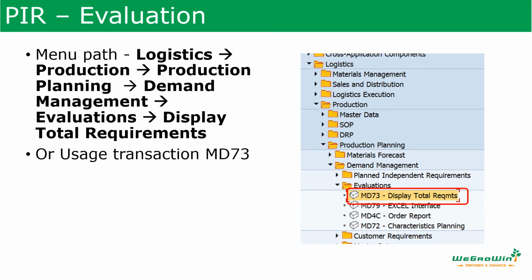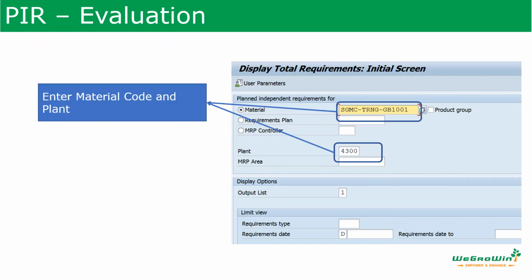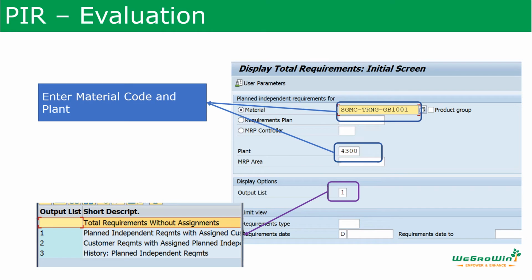And then at any given point of time, we should be able to evaluate the total PIR for the materials: how much you planned, how much you consumed. To see these things, you can use the transaction MD73, or you can use the menu path shown here. Here you enter the material and the plant, and then you define how the output has to be. Here we selected 1, which will show the planned independent requirement with the assigned customer requirements.